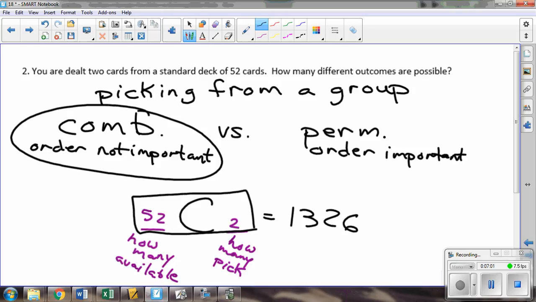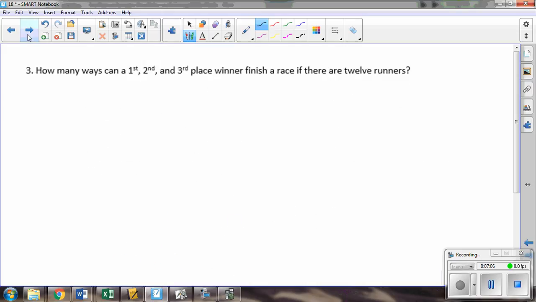And this one's finished. In question 3, how many ways can a first, second, and third place winner finish a race if there are 12 runners?